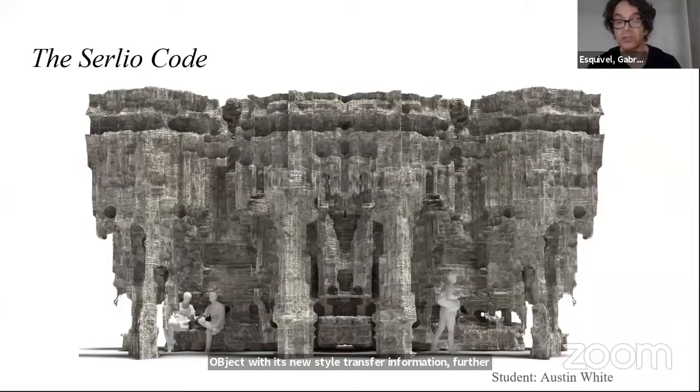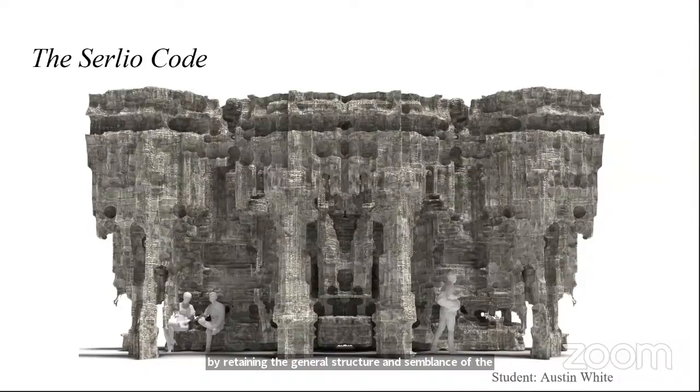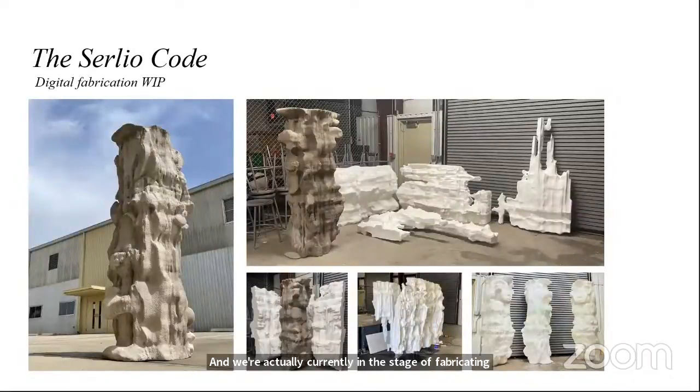Further explorations include the use of another adversarial network, SynGAN, at various points in the mapping process to introduce misaligned textures while retaining the general structure and semblance of the original trained image. And we're actually currently in the stage of fabricating this project at a full scale, which is super exciting. So stay tuned for that.